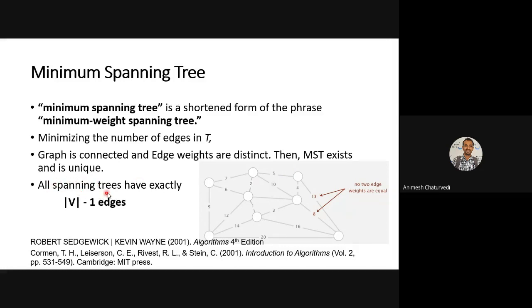According to the spanning tree, what is the number of edges? The number of edges will be equal to the number of vertices minus 1. Similarly, because a minimum spanning tree is a special kind of spanning tree, a minimum spanning tree also has number of vertices minus 1 edges. So if no two edge weights are equal, there will be a unique and single minimum spanning tree.